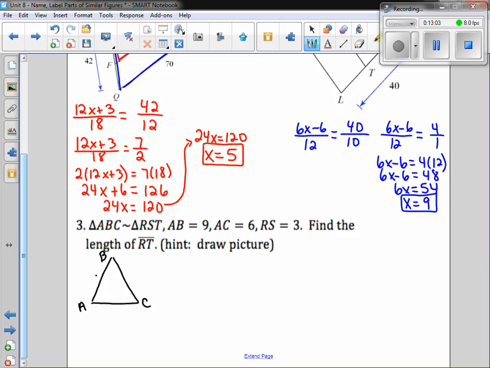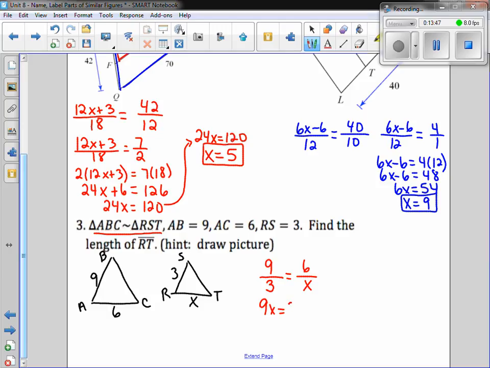I know that AB is 9, and I know that AC is 6. I know that RS is 3, and I'm looking for RT, so I'm going to use X as a placeholder. I'm going to set up my proportion, comparing the appropriate sides based off of my similarity statement that is written here. So I know that side AB goes with side RS, and that side AC corresponds with side RT.